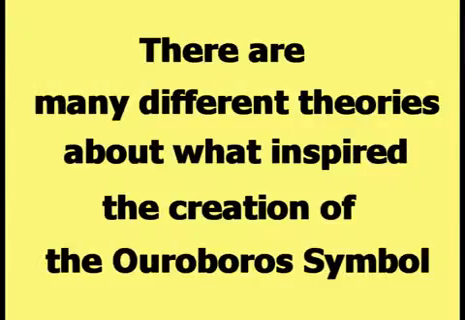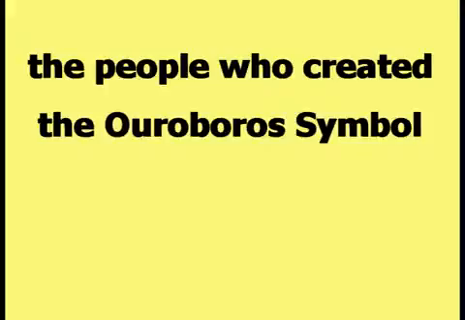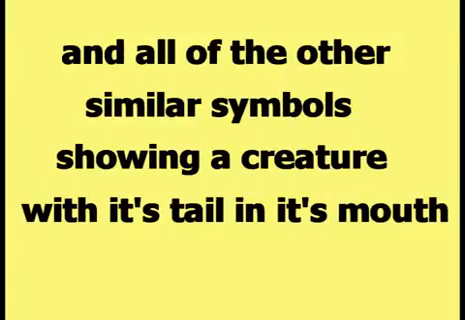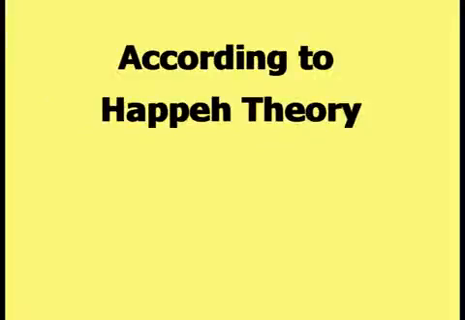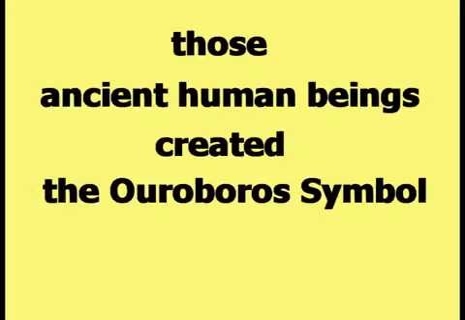There are many different theories about what inspired the creation of the Ouroboros symbol. According to Happeh Theory, the people who created the Ouroboros symbol and all of the other similar symbols showing a creature with its tail in its mouth based those symbols on the two snakes within the human body. According to Happeh Theory, those ancient human beings created the Ouroboros symbol as a self-image of what they really were.